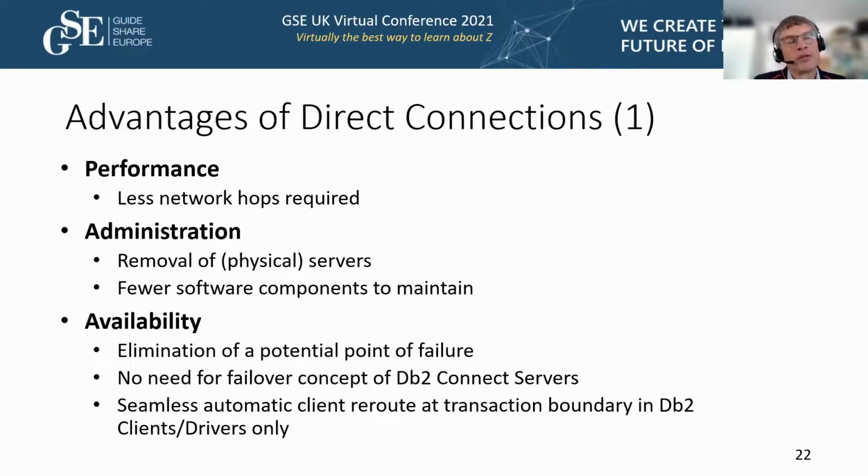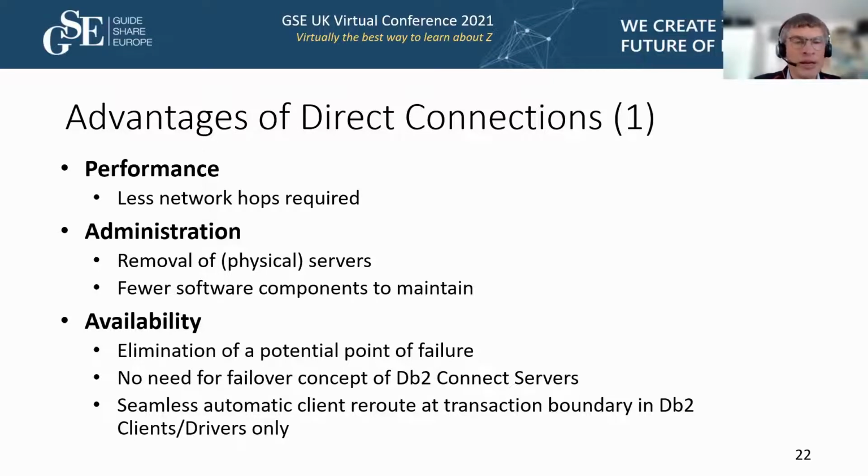I just want to show you the advantages which we will have with direct connections. The first one is performance. Of course, if you have a direct connection and you don't have the Db2 Connect server in the middle, then fewer network hops are required. It's also easier from an administration perspective to have fewer servers in this entire topology. And you also have this very special piece of software, which is like an LUW server but not really an LUW server, and you can get rid of that. You would also eliminate a potential point of failure. Of course, the Db2 Connect server can fail, and you need a backup or a failover concept. So if you can get rid of that, that's also an added advantage.